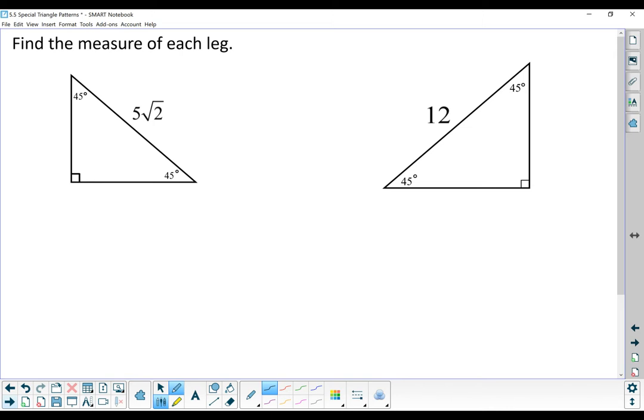So if I have an isosceles right triangle, a 45, 45, 90 triangle, and I know that the hypotenuse is 5 root 2, then without setting up an equation, I know that each of its legs is 5.